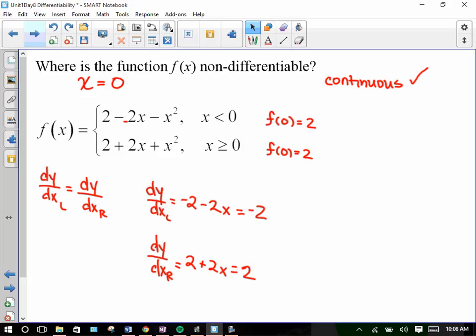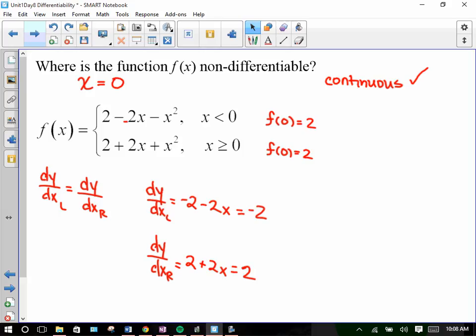Why is this function not differentiable? Is it because it's not continuous? No, so they're equal. What's not equal? The slopes on the left and right hand side. So yes, it's because the left hand derivative and the right hand derivative are not the same. Okay?